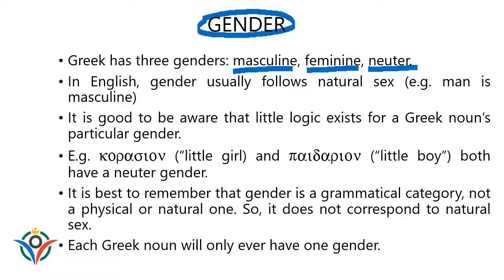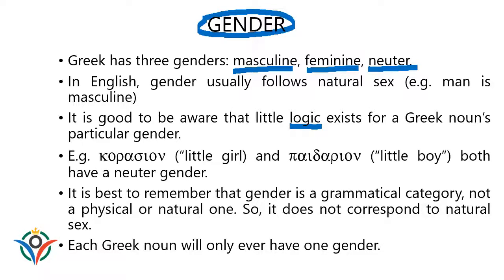So let's first remind ourselves of English gender. In English, gender usually follows natural sex. So for example, man is masculine, woman is feminine, and anything that is not male or female would be considered neuter. But Greek is very different, as we're going to see. It is good to be aware that little logic exists for a Greek noun's particular gender.